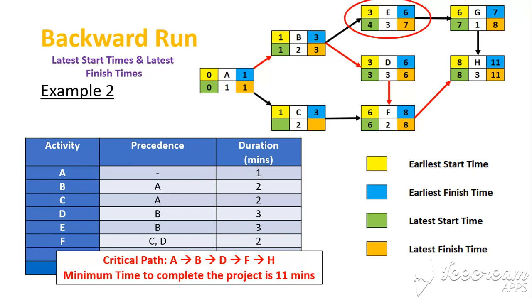When we go back to activity E, notice that the latest start time for activity G is 7 minutes, so the latest finish time for E is also 7 minutes, and because it takes 3 minutes to finish, the latest start time for E is 4 minutes. And finally C, notice the latest start time for F is 6 minutes, so the latest finish time for C is 6 minutes. Because it takes 2 minutes to complete, the latest start time for C is going to be 4 minutes.